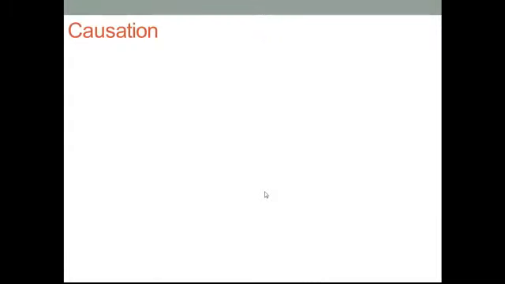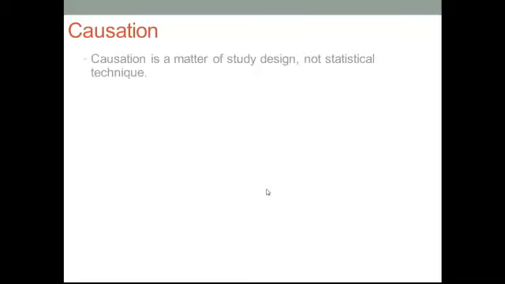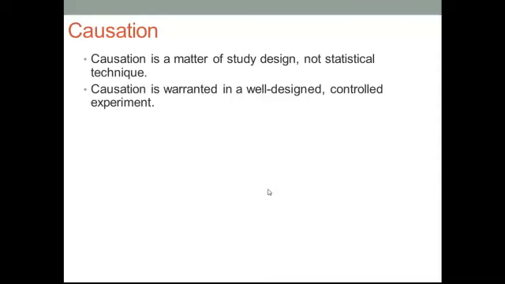I want to give you in this introduction just a note about causation, mainly because people tend to associate analysis of variance with experiments and controlled experiments and causation. What I want to stress is that causation is mainly a matter of how you design the study, not the statistical technique that you use. Causation is warranted in a well-designed controlled experiment, the extreme and where you really would like to be. You can't always be where you'd like to be, as in a lab where you can control everything.